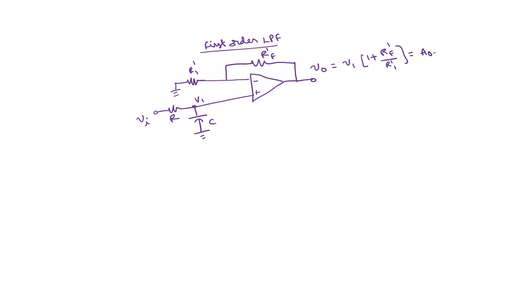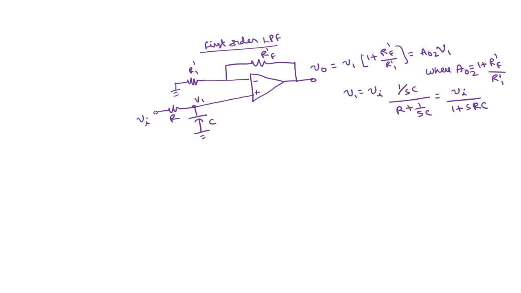This you call A02 into V1, where A02 is 1 plus RF dash by R1 dash. But what is V1? V1 is equal to Vi into 1 by Sc divided by R plus 1 by Sc. So the Sc terms get cancelled, and V1 is equal to Vi by 1 plus S R C. This is V1. So what is V0? V0 is A02 times V1, which is A02 times Vi by 1 plus S R C.